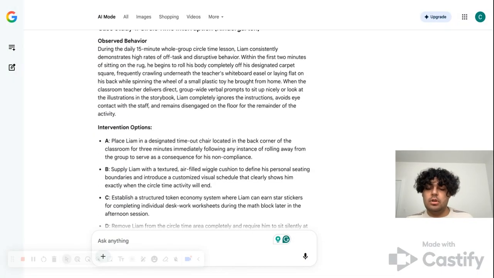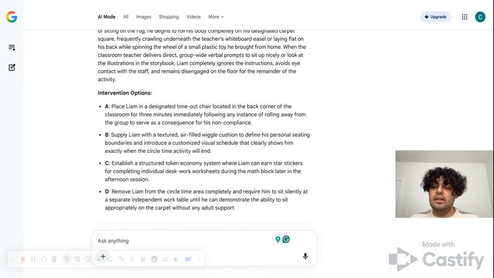So let's see what intervention options they give us that we can guess toward. And I'm going to go through each one and figure out what may work about it and what may not be so beneficial. So, A: place Liam in a designated timeout chair located in the back corner of the classroom for 3 minutes, immediately following any instance of rolling away from the group to serve as a consequence for noncompliance. So, first thing is the designated timeout chair located in the back.